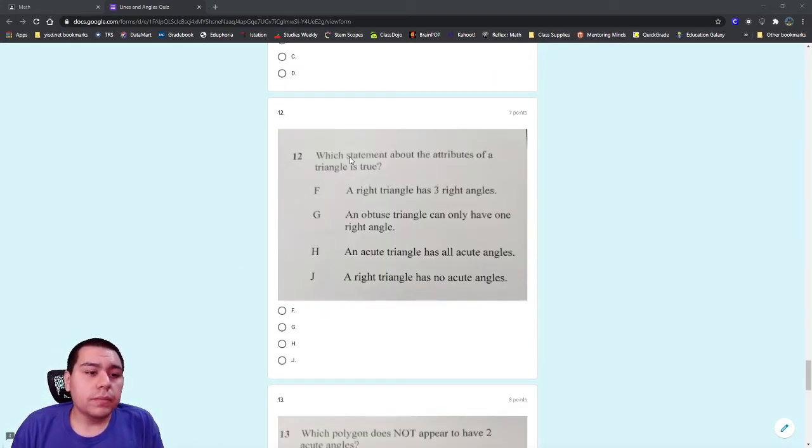Question 12. Which statement about the attributes of a triangle is true? F. A right triangle has 3 right angles. G. An obtuse triangle can only have 1 right angle. H. An acute triangle has all acute angles. J. A right triangle has no acute angles.